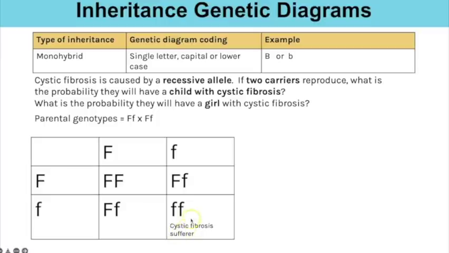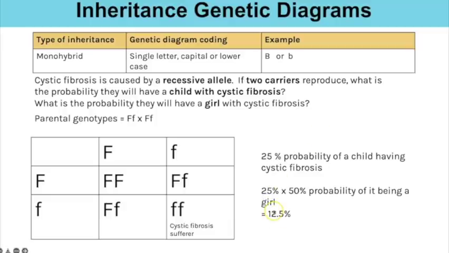And we can see here we have 25% probability that a child would have cystic fibrosis. But because they want you to say the probability of a girl having cystic fibrosis, there's 50% probability they'd have a girl. So we'd then do 25% times 50%, or half of it basically. So there's 12.5% probability that they'll have a child who has cystic fibrosis who is also a girl.